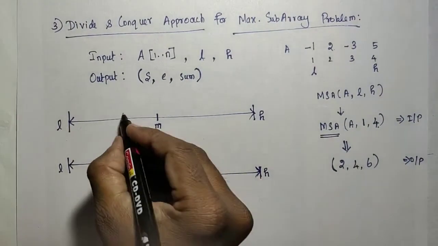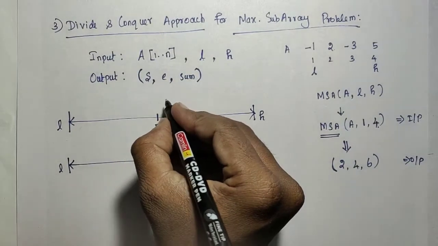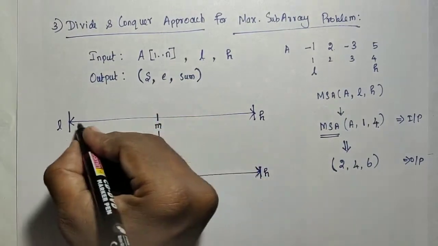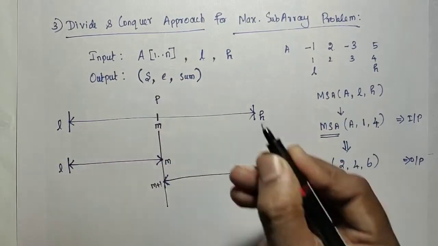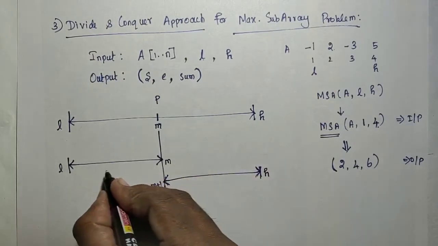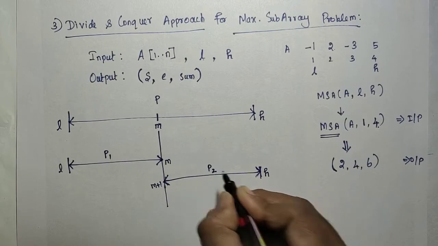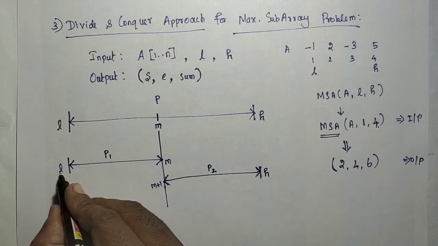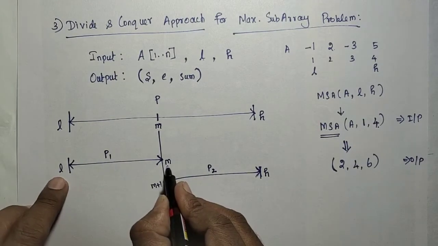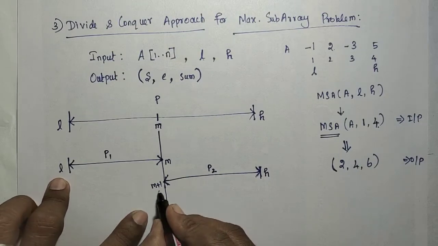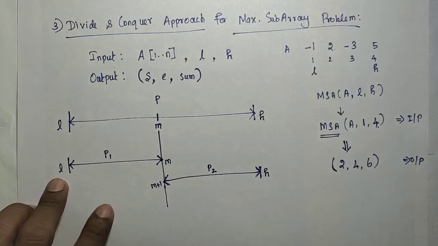So L to H is the main problem. The problem is divided into two subproblems, P1 and P2. The P1 range is L to M. The P2 range is M plus 1 to H.